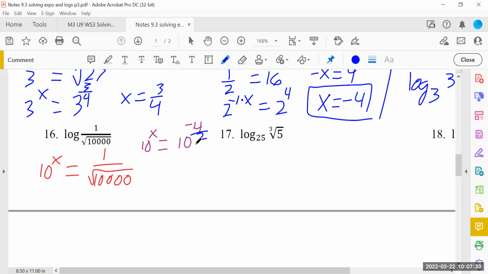The reason that happened is I can take the square root of 10,000. The square root of 10,000 is 100 times 100, or 10 squared. So either way, I'm going to get x is equal to -2. Or again, just the answer is -2.